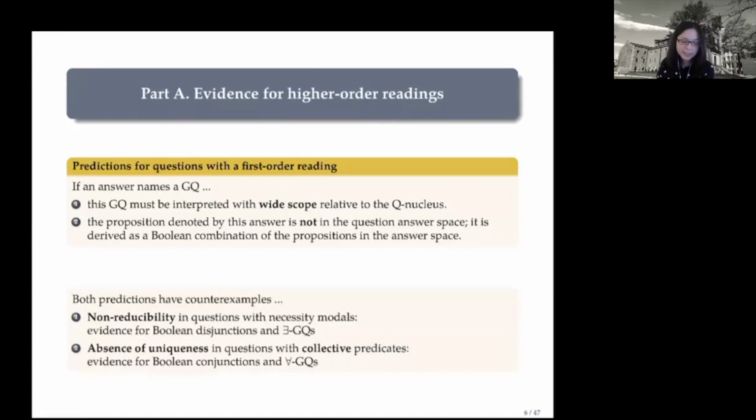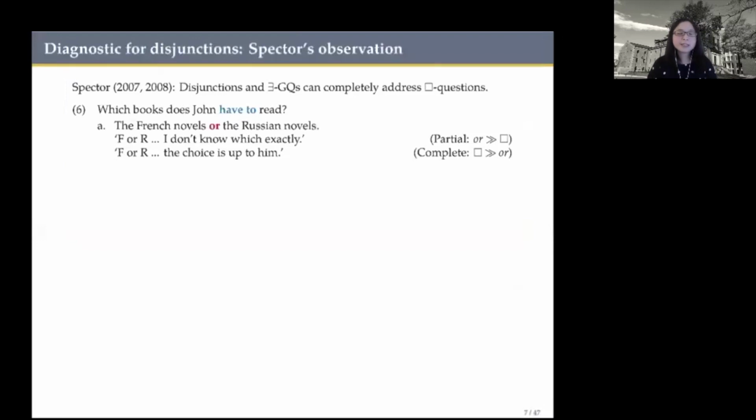First, based on non-reducibility in questions with necessity modals, I'll present evidence for Boolean disjunctions and existential quantifiers. Second, based on the absence of uniqueness effects in questions with collective predicates, I'll show evidence for Boolean conjunctions and universal quantifiers. The diagnostic for disjunctions was first provided by Benjamin Spector. He observes that disjunctions and existential quantifiers can completely address how-questions with necessity modals.